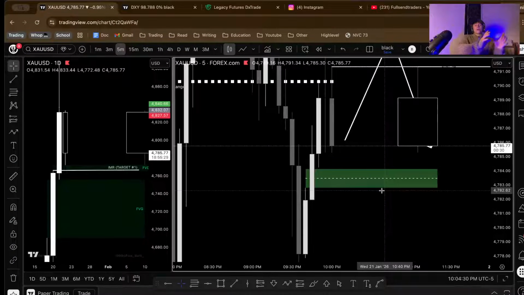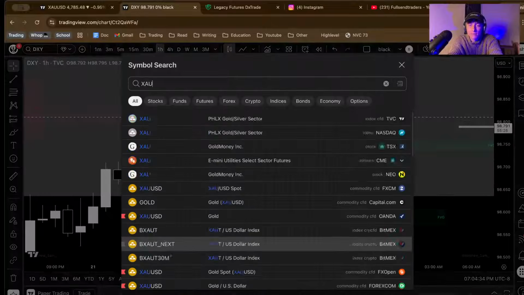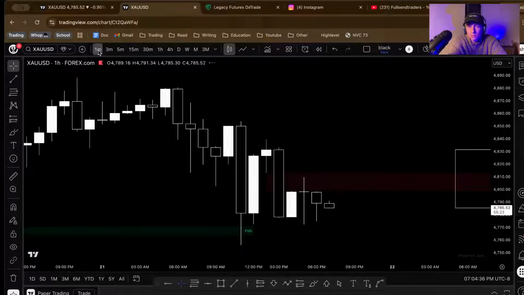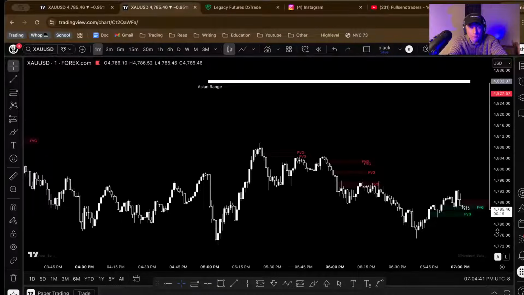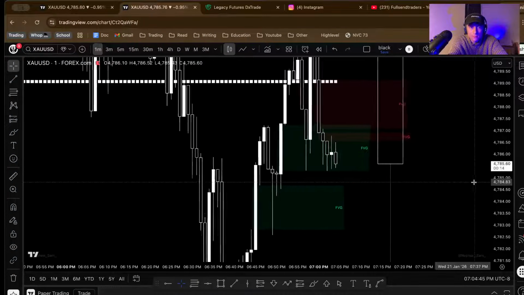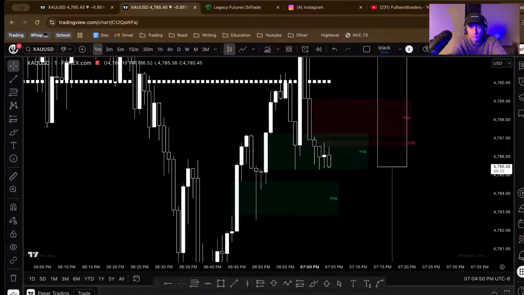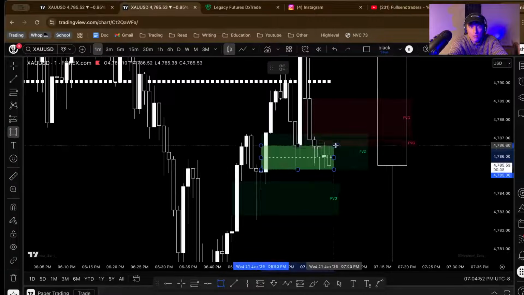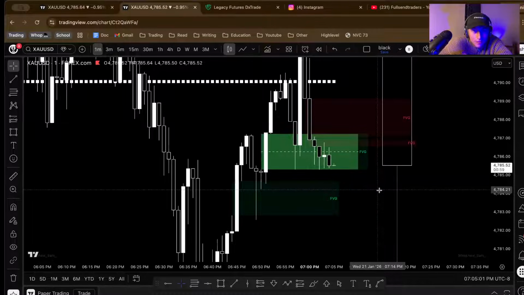Kind of wish I had one more screen. I might just open it up on another chart right here. I'm about to get a little IFEG right here. 5, 4, 3, 2, 1, and we're still staying inside of it.